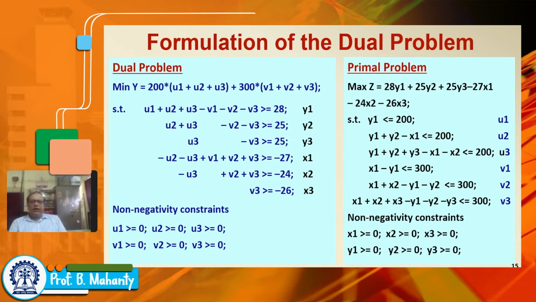Please look at it carefully. Are you convinced? If you take y1, then u1 plus u2 plus u3 minus v1 minus v2 minus v3. If you take y2, u2 plus u3 minus v2 minus v3. If you take y3, then u3 minus v3. Then if you take x1, initially they are all minus: minus u2 minus u3 plus v1 plus v2 plus v3, and minus u3 plus v2 plus v3, and v3. So you see we get a set of 6 different constraints which are greater than or equal to, and we also have the non-negativity constraints.